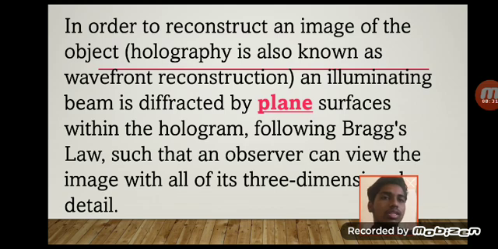In order to reconstruct an image of the object, holography is also known as wavefront reconstruction. An illuminating beam is diffracted by plane surfaces within the hologram following Bragg's law, such that an observer can view the image with all of its three dimensional detail.